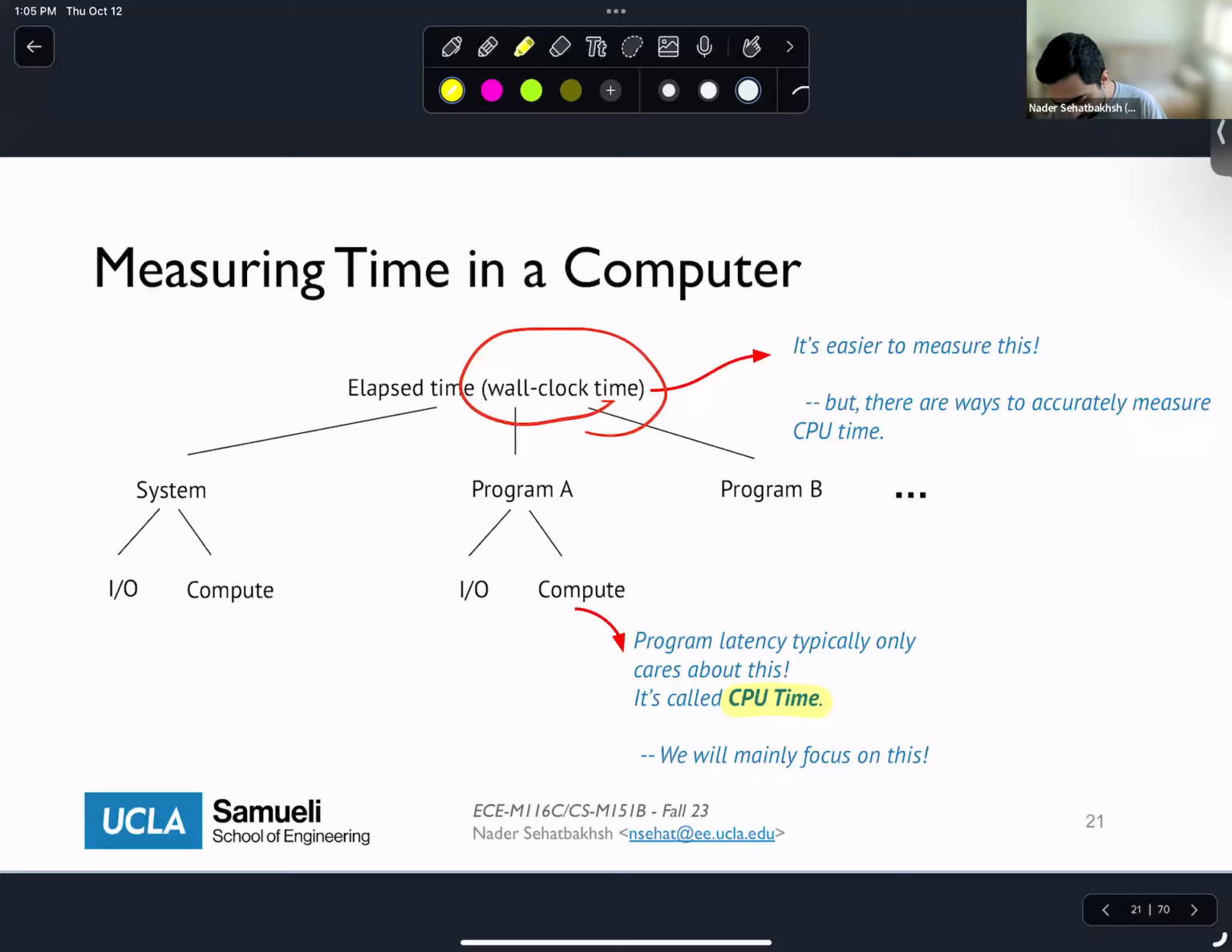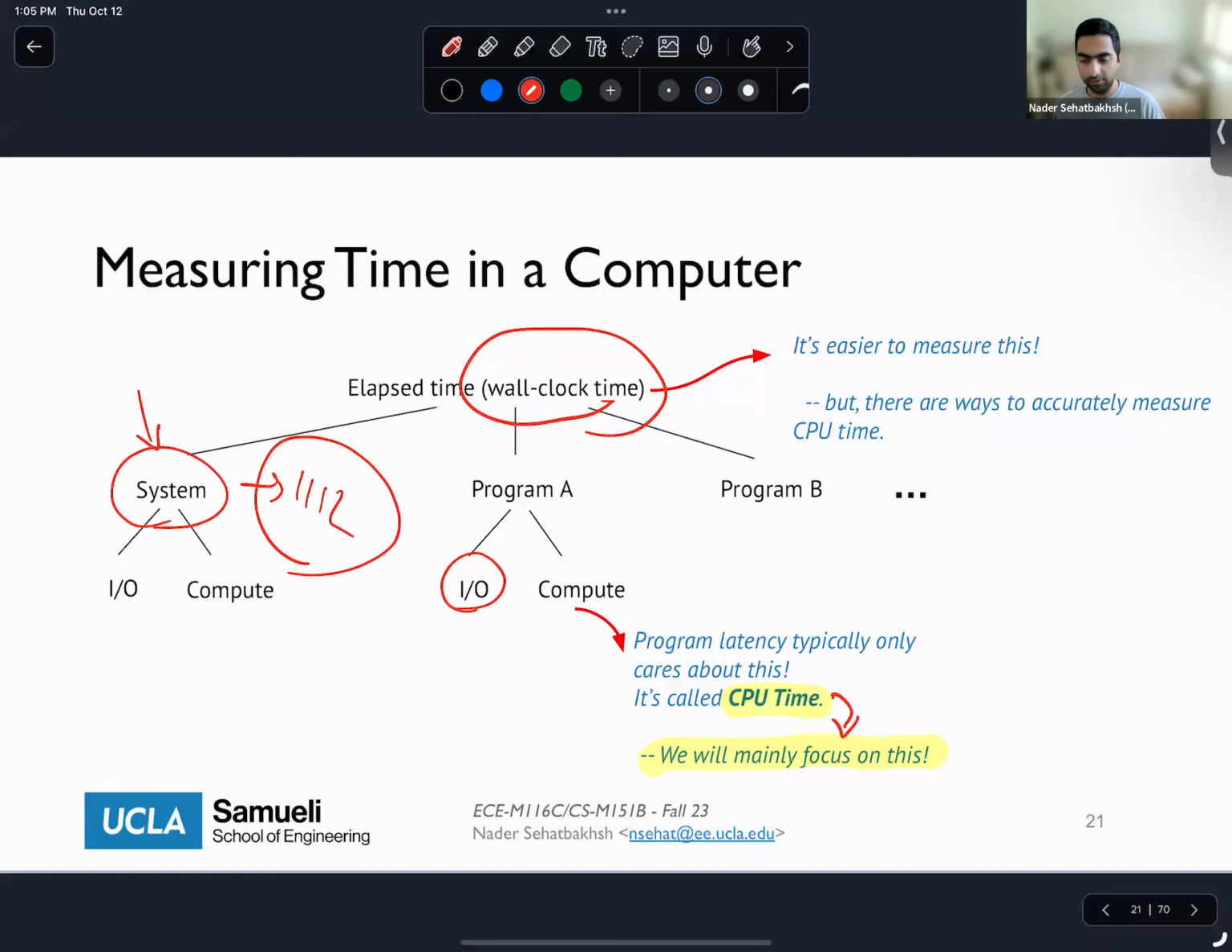What is important for us when we want to improve the design of the processor is improving the CPU time. We don't care about the IO, we don't care about the system and all those other things. These are questions for other courses that you're going to have. 111L, for example, talks a lot about this part of the system. But as a computer architect, what we really want to do is make this CPU time as small as possible. So this would be our goal.